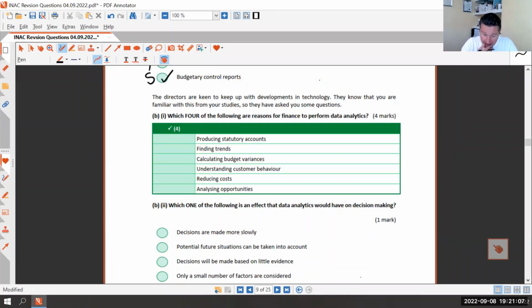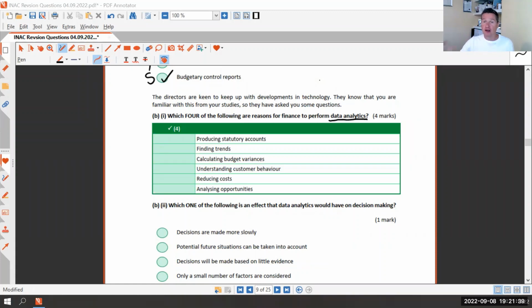So here we're looking at data analytics. So what is data analytics? Anyone want to give me a quick one-line overview of what data analytics is? This is a new subject for Qualifications 22. Data analytics wasn't in it before.